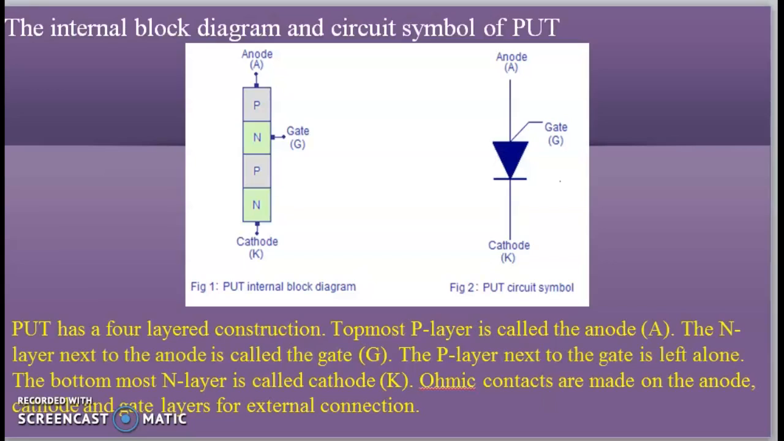Now the internal block diagram of PUT. You can see from here that it is a 4-layered construction. The topmost P layer is called the anode A. The N layer next to the anode is called the gate. The P layer next to the gate is left alone and the bottommost N layer is called the cathode. The symbol is also shown here.